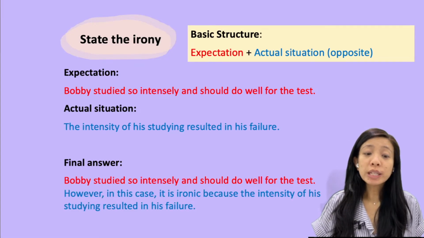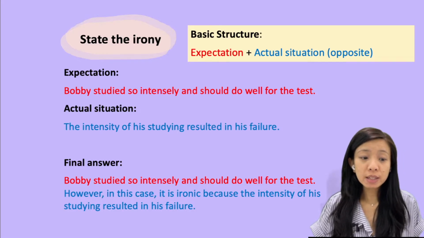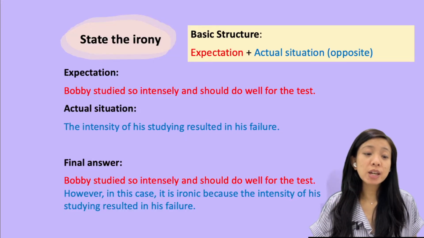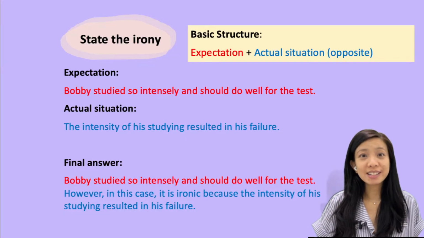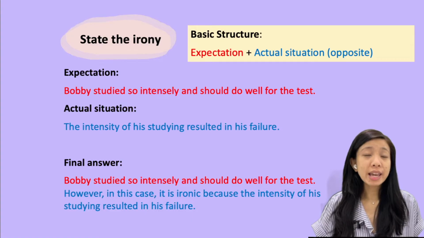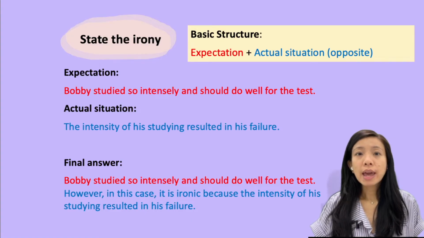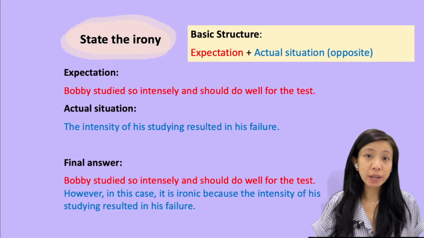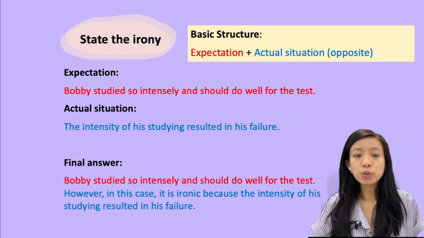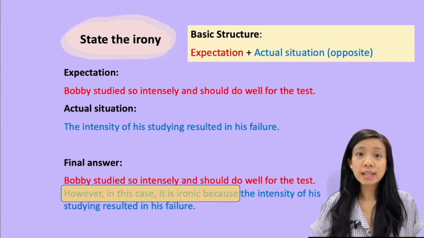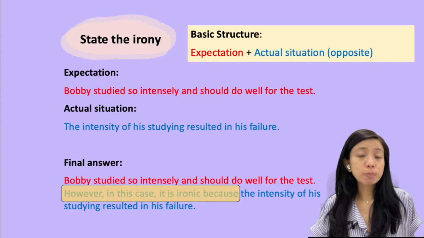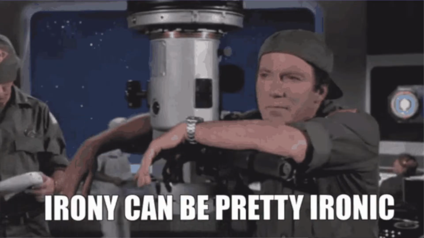Bobby studied so intensely and should do well for the test. However, in this case, it is ironic because the intensity of his studying resulted in his failure. So notice the words in red are the expectation of the situation, and the words in blue tell us the actual situation, which is the opposite of the expectation. And also notice how I've used however. In this case, it is ironic because. So I use this to indicate that I'm going to be explaining what the irony is in this particular situation.